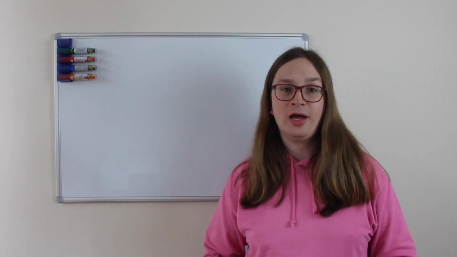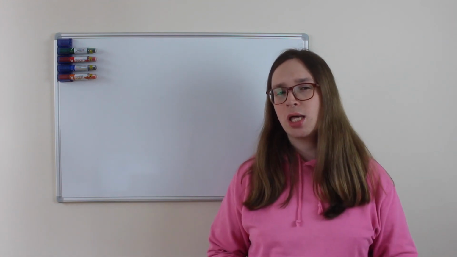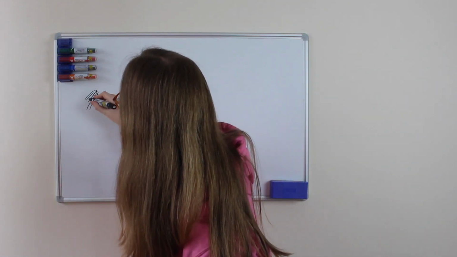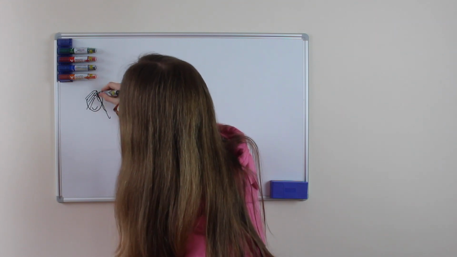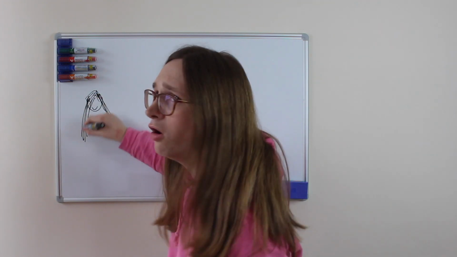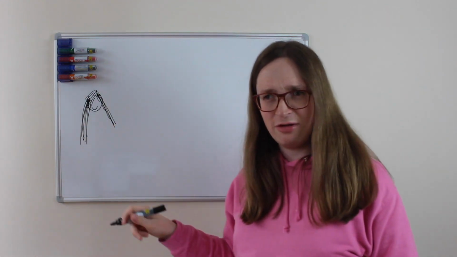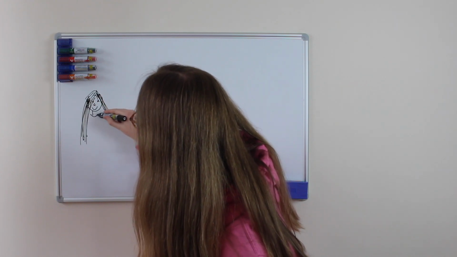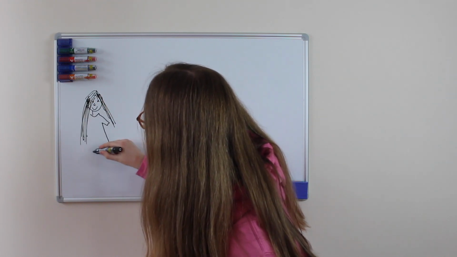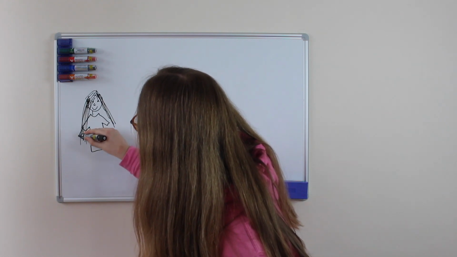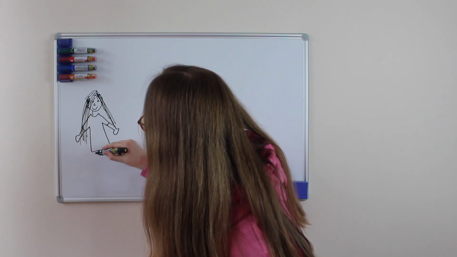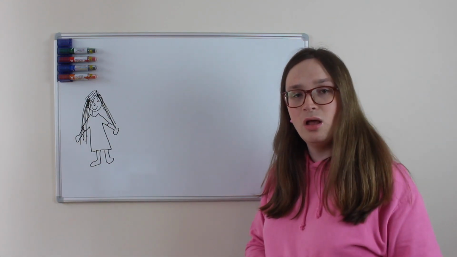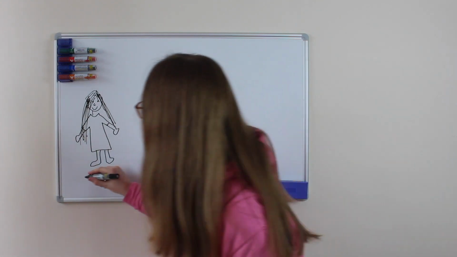Once upon a time, there were 2 girls. Long hair, very long hair. Oh, she had very long hair. And a nice dress. So the first girl was called Maria.